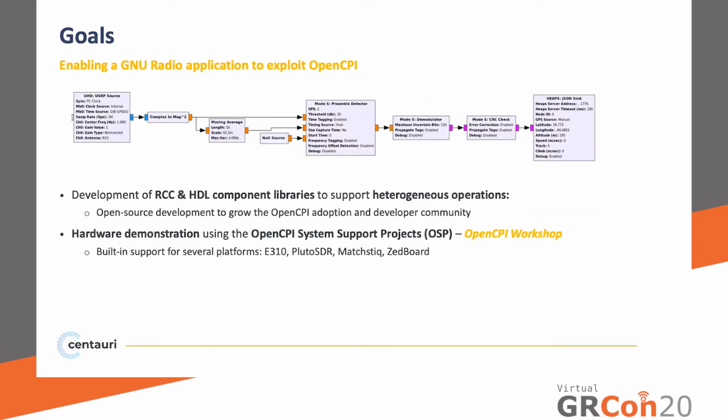The primary goal for this case study was to translate a GNU Radio implementation of the ADS-B waveform to an OpenCPI embedded device. During this process, we were able to develop RCC and HDL component libraries to support heterogeneous operation of the waveform. In addition, we leveraged the OpenCPI system support projects that support several platforms, including the E310 and the Pluto SDR. The hardware demonstration will be a main focus in the OpenCPI workshop that will be given later on in the week.